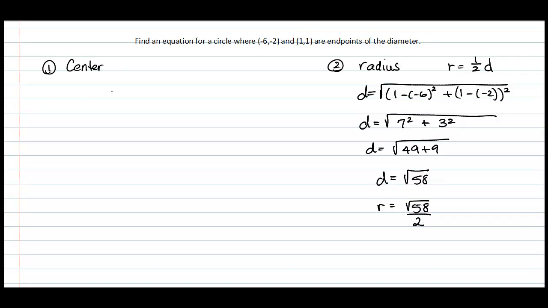The center, we're still going to use the midpoint, and that's going to be negative 6 plus 1 divided by 2, and negative 2 plus 1 divided by 2. Negative 5/2 and negative 1/2.